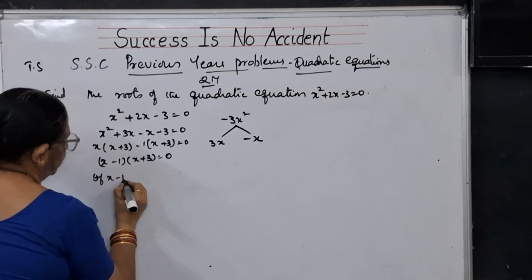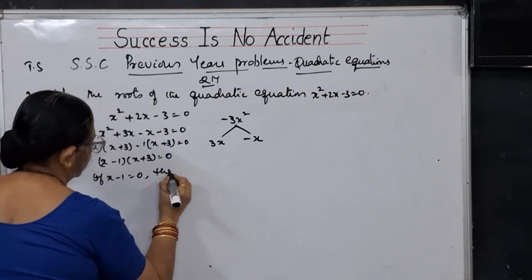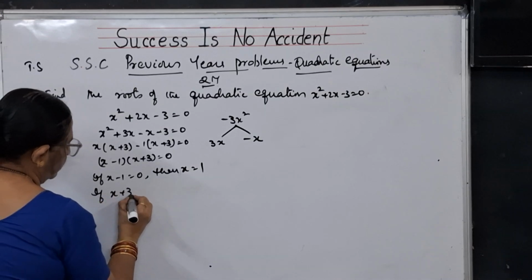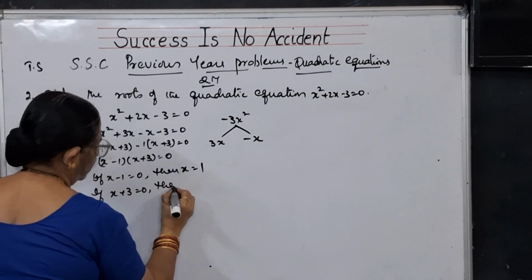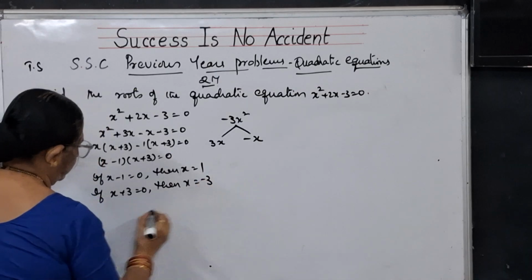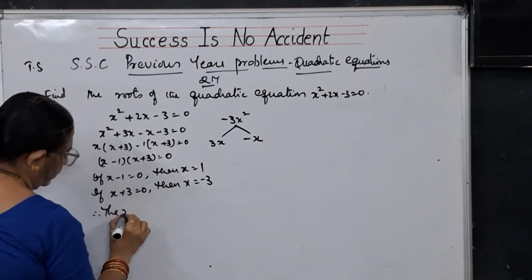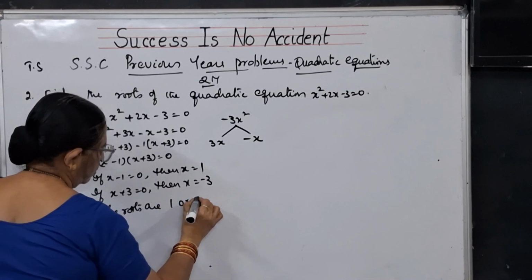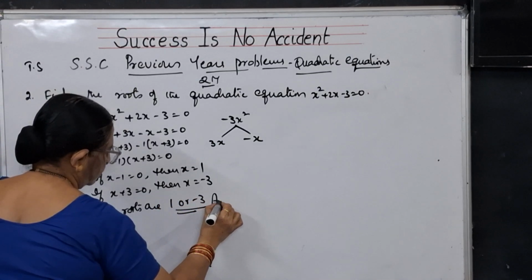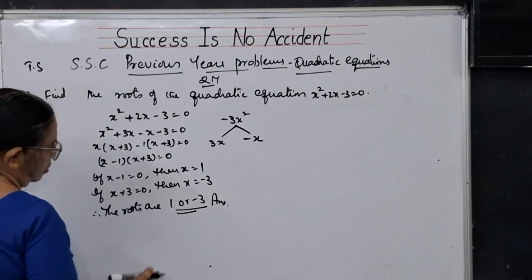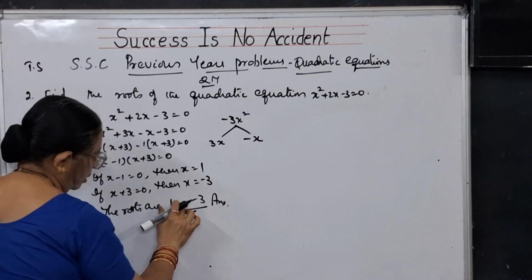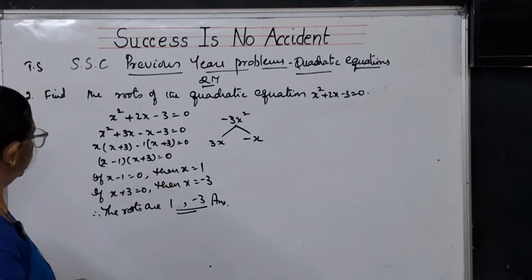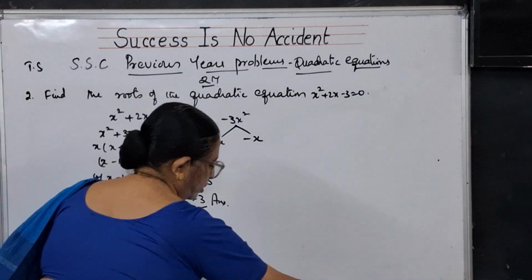If x minus 1 is equal to 0, then x is equal to 1. If x plus 3 is equal to 0, then x is equal to minus 3. Therefore, the roots are 1 or minus 3. This you can write 1 or minus 3 or 1 comma minus 3 you can write. This is the answer for the second problem, children. Please copy.